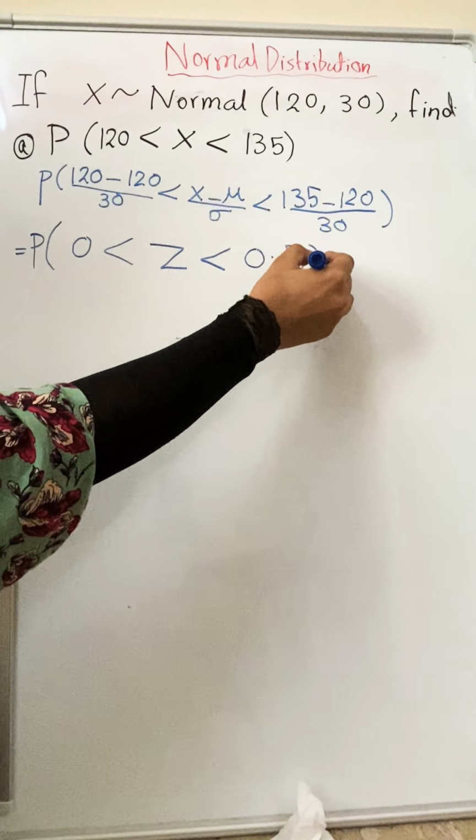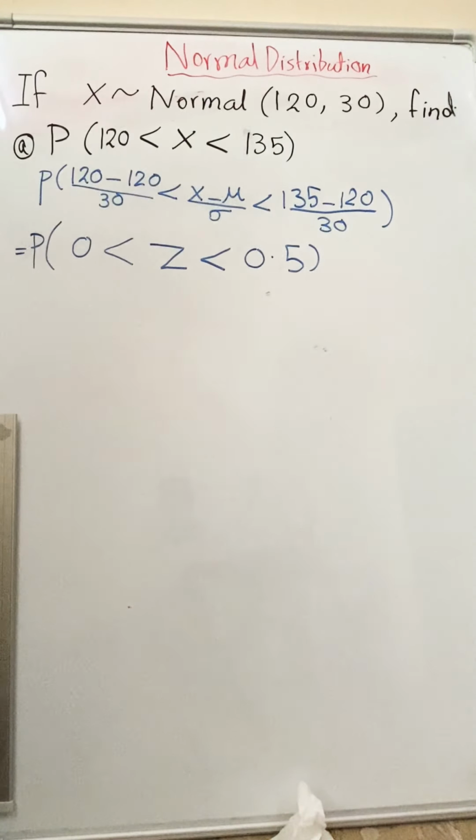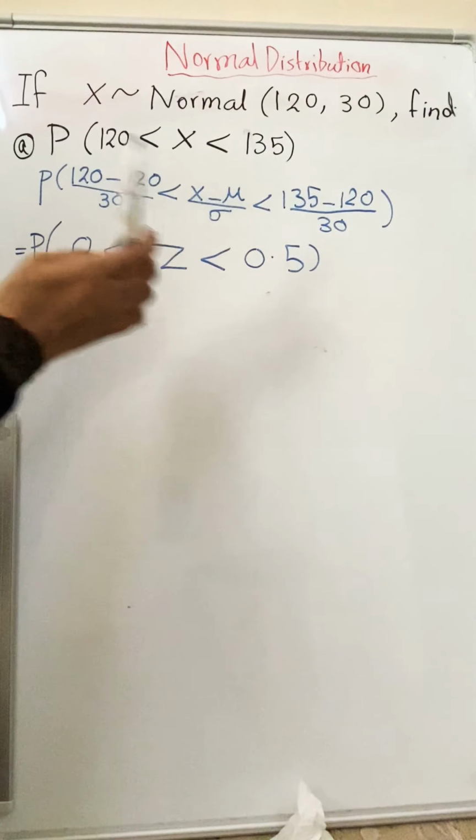Okay, I want to mention one thing. Whether you have the equal sign here or you don't have it, there is no effect because it is continuous. So whether you have equal or not, it is the same. Okay, now how do you find this probability? Like previously, you have to do the same thing. Use a standard normal table to find the probability of z between 0 and 0.5.